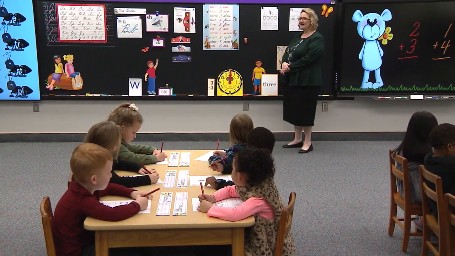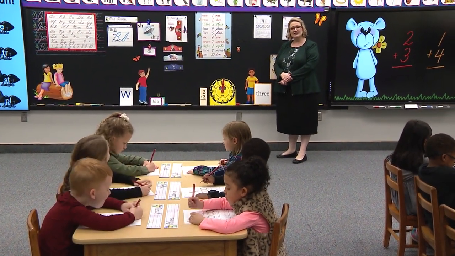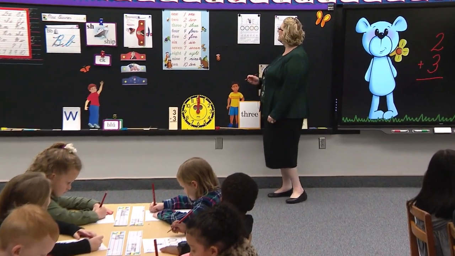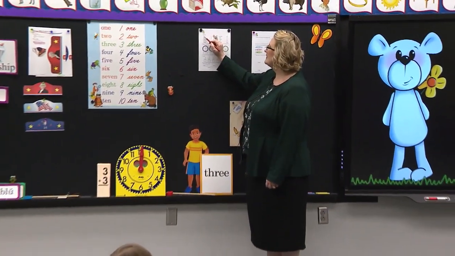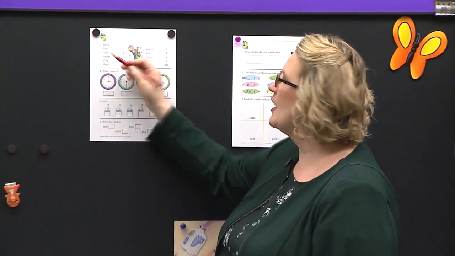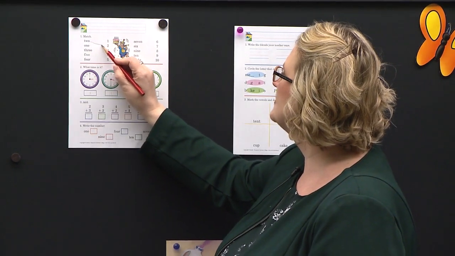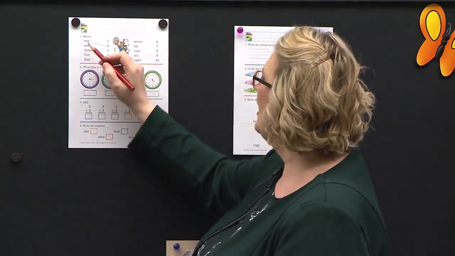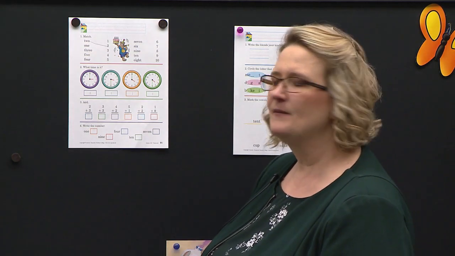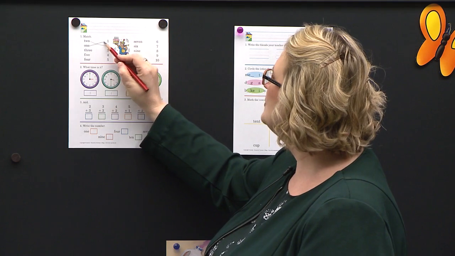Let's look at our paper that we get to do together. I want you to look here. It says match. I'm going to spell it and you tell me the number. T-W-O. 2. Good. Draw a line from T-W-O to the number 2. Not a zigzag line, not a curved line, not a wavy line, but a straight line. O-N-E. 1. Draw a line from O-N-E to 1.